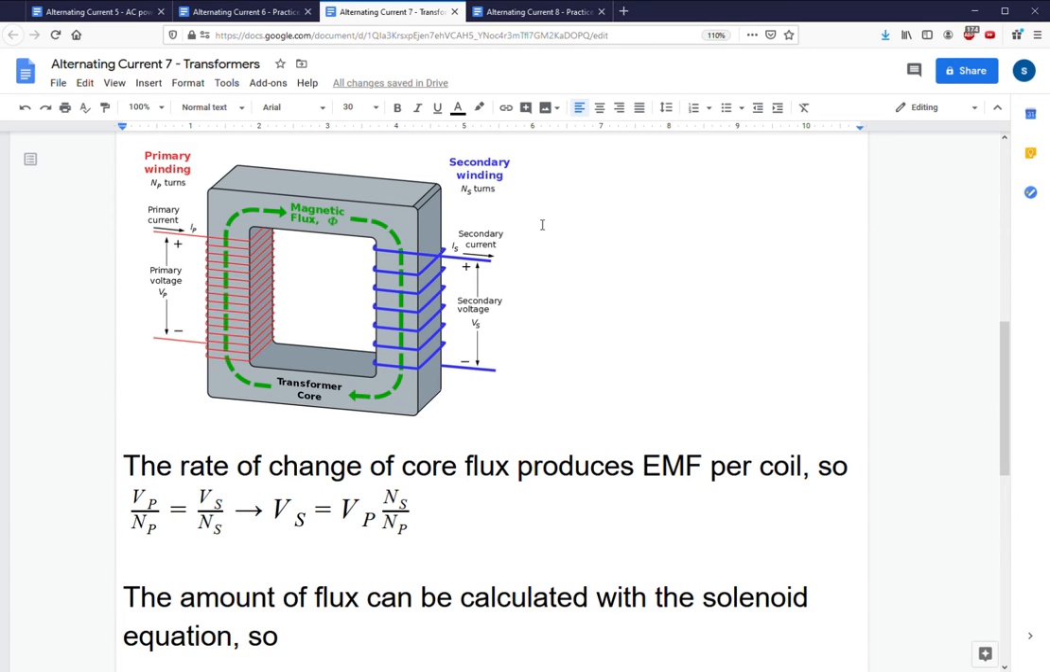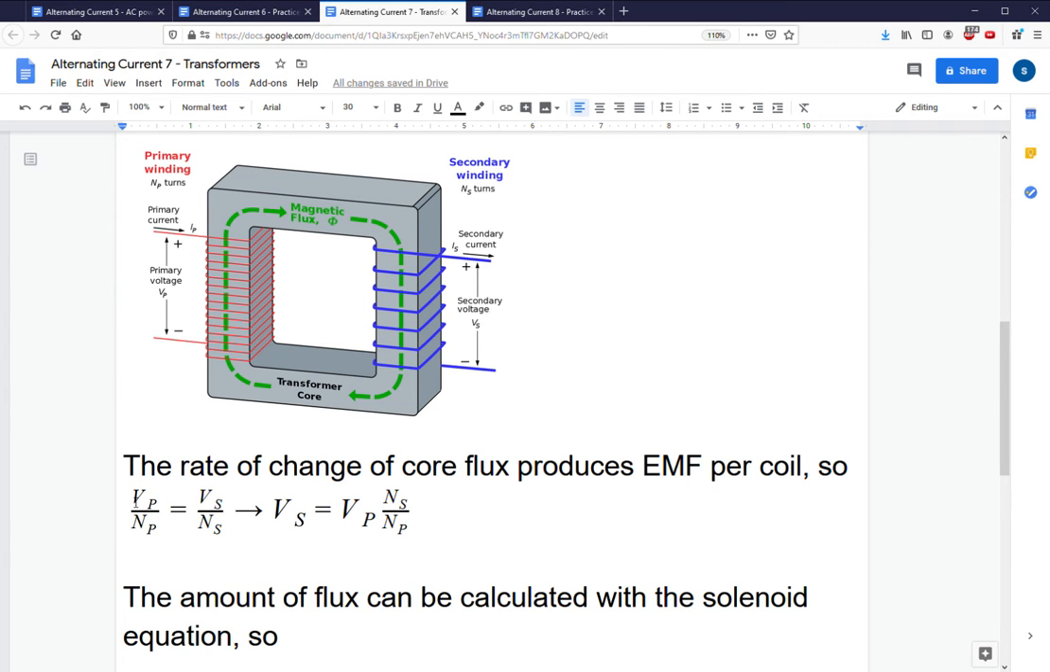Using Faraday's law, EMF is equal to N times d phi dt. If these both have the same d phi dt's in them, then the EMF is proportional to the number of coils. Or to put it another way, each loop in one of these coils contributes a certain amount of EMF to the total voltage across the coil.